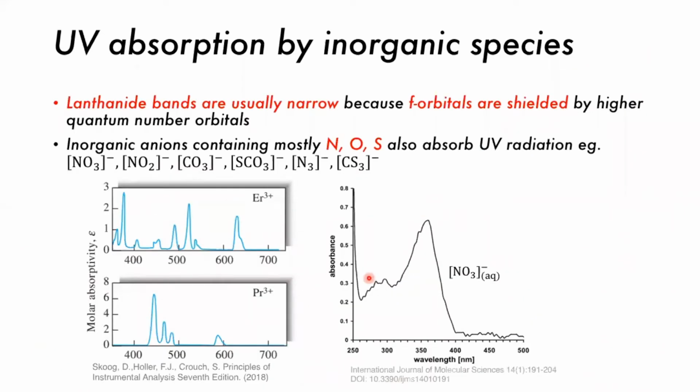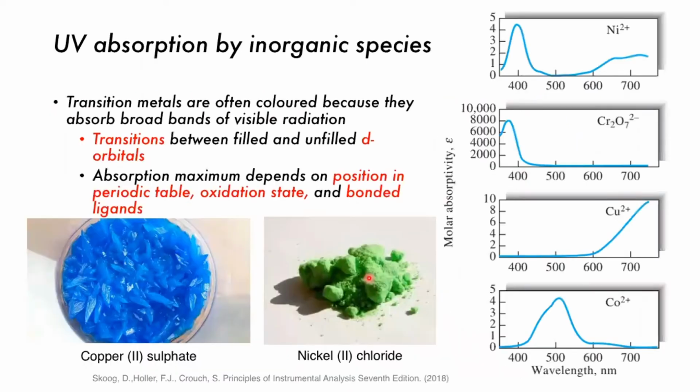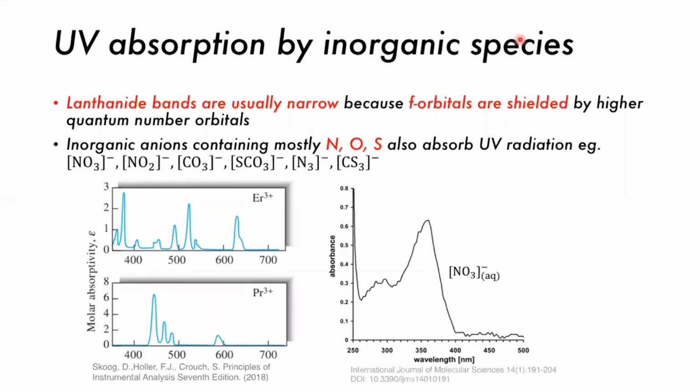So, UV absorption by inorganic species. Lanthanide bands are usually narrow because the f orbitals are shielded by higher quantum number orbitals. We saw here in the d block a number of reasonably sharp peaks, but they're still pretty broad. Look at cobalt, copper. They're definitely peaks, but they're pretty broad, especially when we compare them to the lanthanides or the f blocks.